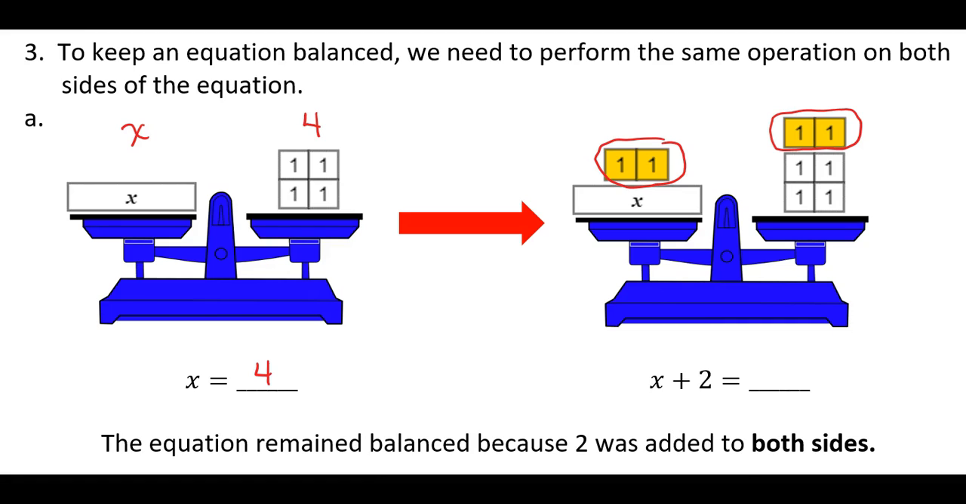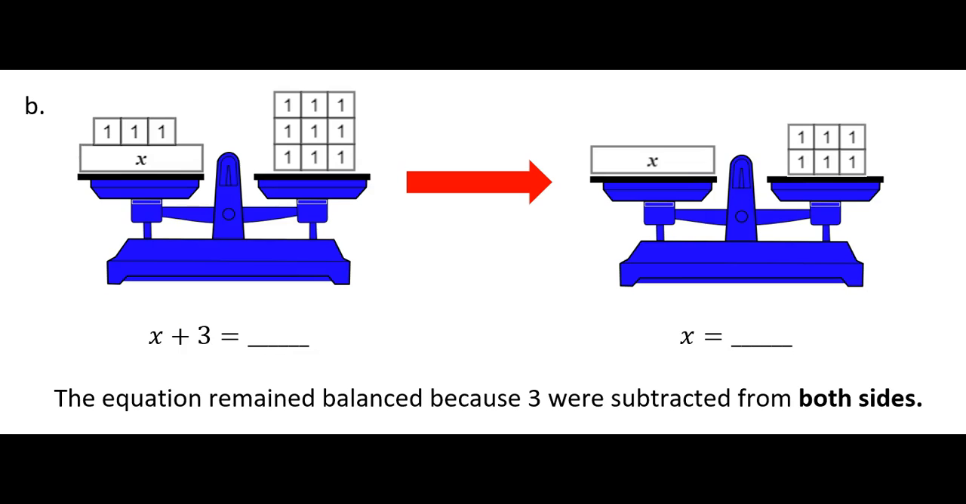So that means that x, which is found here, plus 2, which is what we added to that side, is equal to 4 plus 2, or in other words, 6. And again, the two sides stayed balanced because 2 was added to both sides. As long as we're performing the same operation on both sides, the equation remains balanced. Let's look at another example.